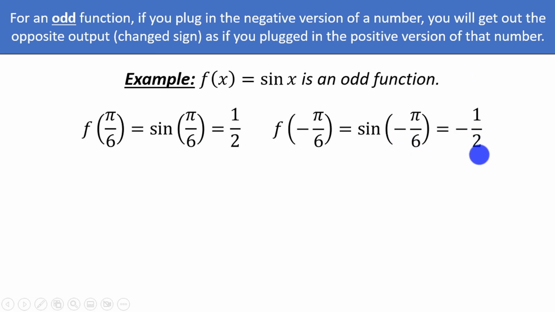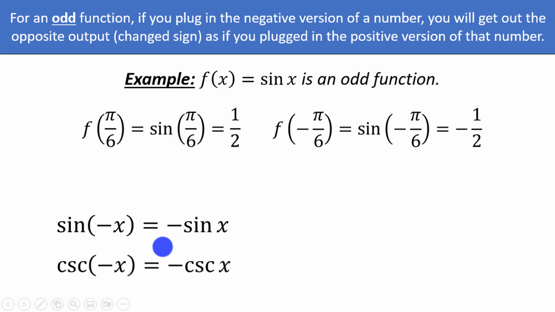In general, for a function to be odd, if you plug in the negative version of a number, you should get the exact same output as if you plug in the positive version, except the sign will be switched. The general way that we write this is sine of negative x is equal to negative sine of x. In practice, this means if you'd like to get rid of the negative sign on the inside of a sine function, you can simply change the sign of the entire function.